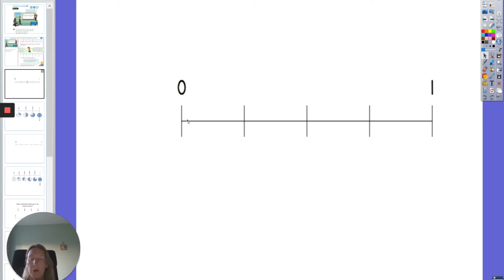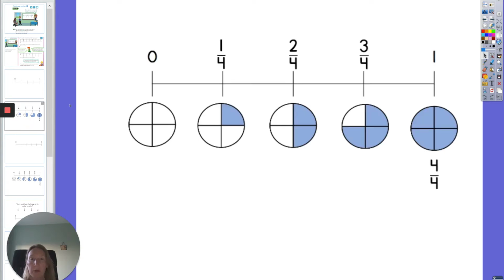So if you were drawing and writing that, we've got our 0, you'd write 1/4, 2/4, 3/4, and then 1, our whole, which you could also write out as 4/4. Okay, so let me show you how I would have done it. So here we have our 0, 1/4, 2/4, 3/4, and then our whole. And as I said, you could have written that as 4/4.